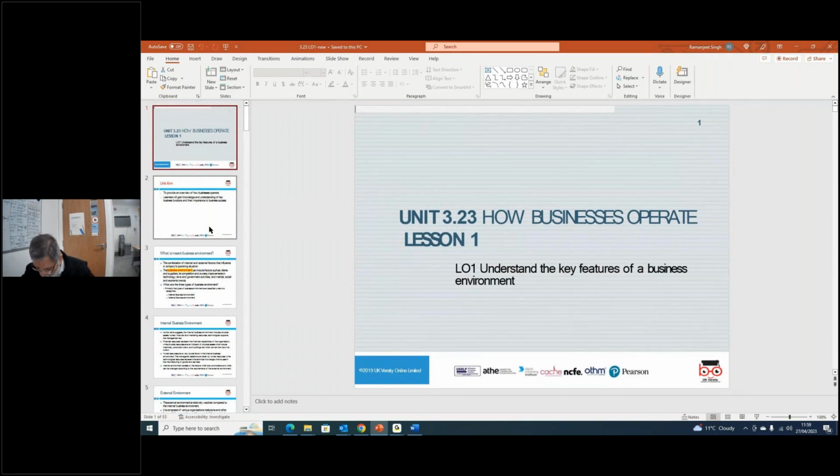In 1.2 it says describe different structures. So apart from the market structures, we must look at the different types of structures, like matrix structures, flat structures, and tall structures. Maybe it would be a good idea to explain the types of structures in the next lesson. So you need to look at 1.2 and 1.3.